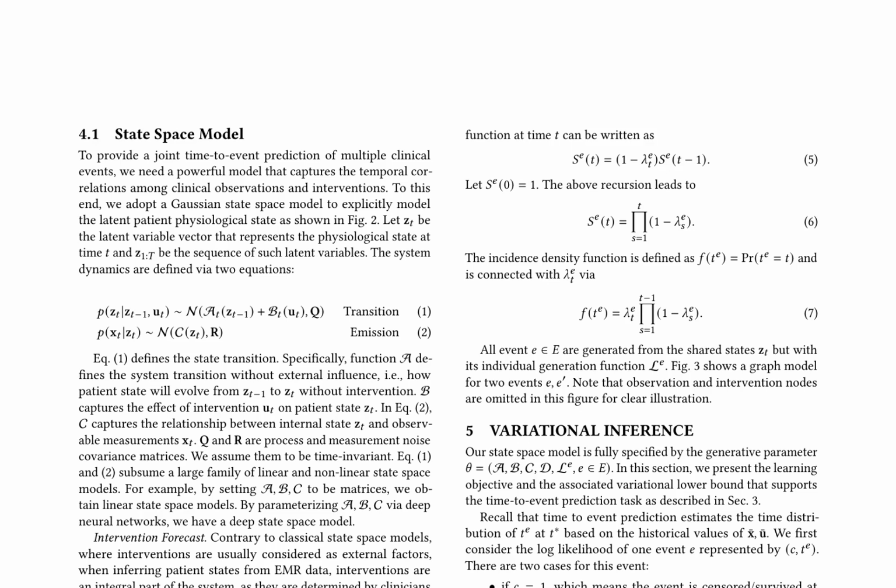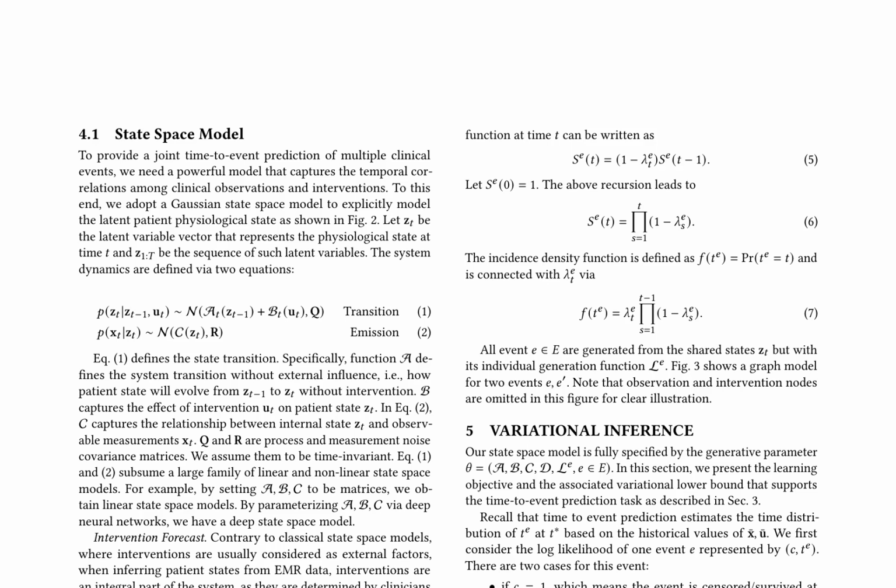The system dynamics are defined by 2 equations. The state transition equation models the evolution of the patient state from z(t-1) to zt without external influence, and the emission equation captures the relationship between the internal state zt and observable measurements xt. The authors introduce an intervention forecast model, which augments the state space model with an additional dependency from zt to u(t+1), allowing the model to capture the relationship between the patient state and interventions determined by clinicians.